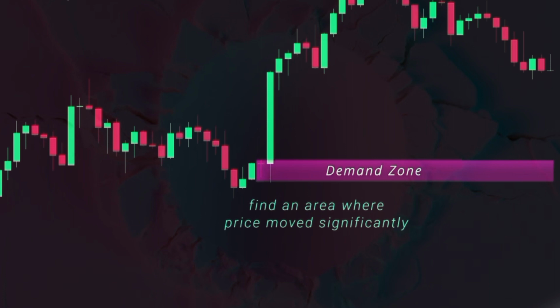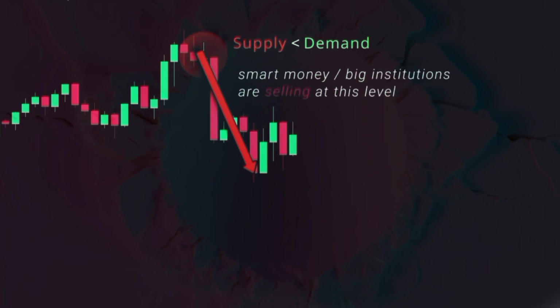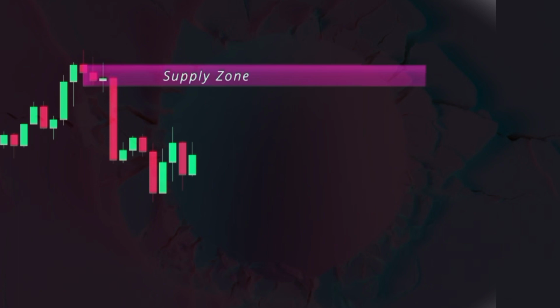Same thing with supply level. So here we can see that supply clearly exceeds demand, as shown by price heading downwards after hitting this level, which means that smart money or big institutions are selling heavily at this price level. Because of this, we can immediately draw a supply level here.